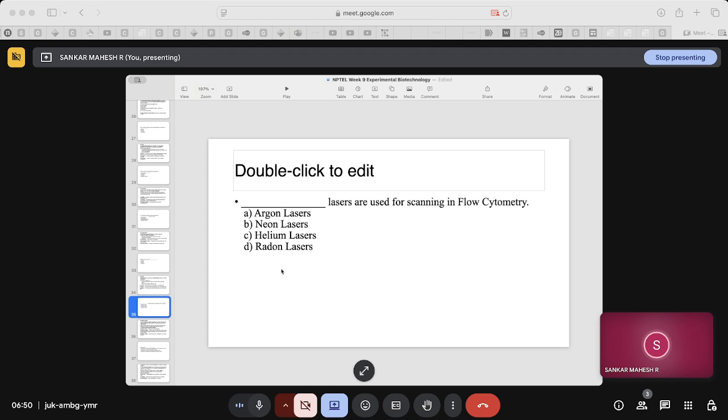The next question is, dash lasers are used for scanning in flow cytometry. Argon lasers, neon lasers, helium lasers, radon lasers. So, before we get into the kind of lasers, do you know what flow cytometry is?